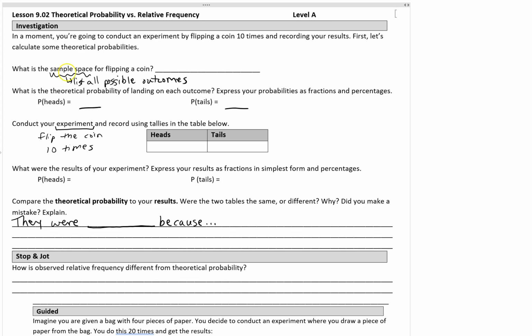First thing we need to know is the sample space for flipping a coin. For sample space, I just need to remember I'm going to list all possible outcomes. I have heads and I have tails. Those are the only two things that could happen when I flip a coin.